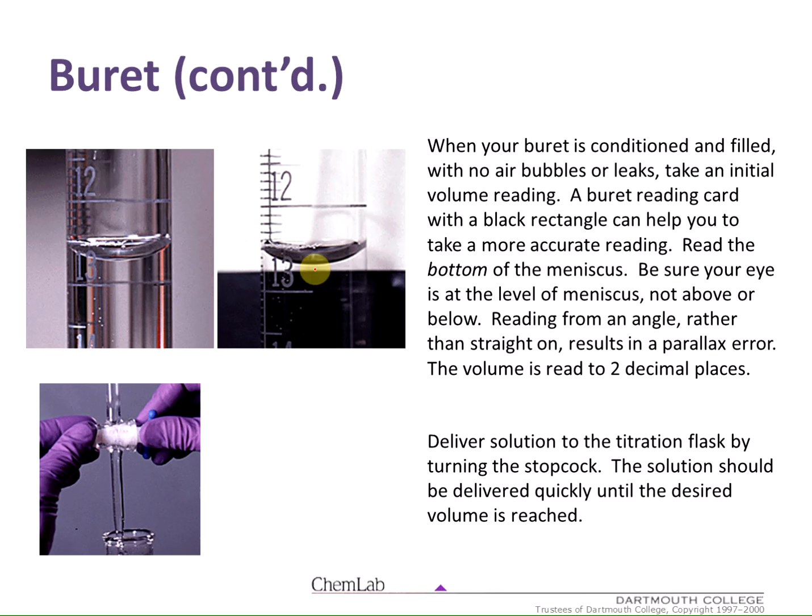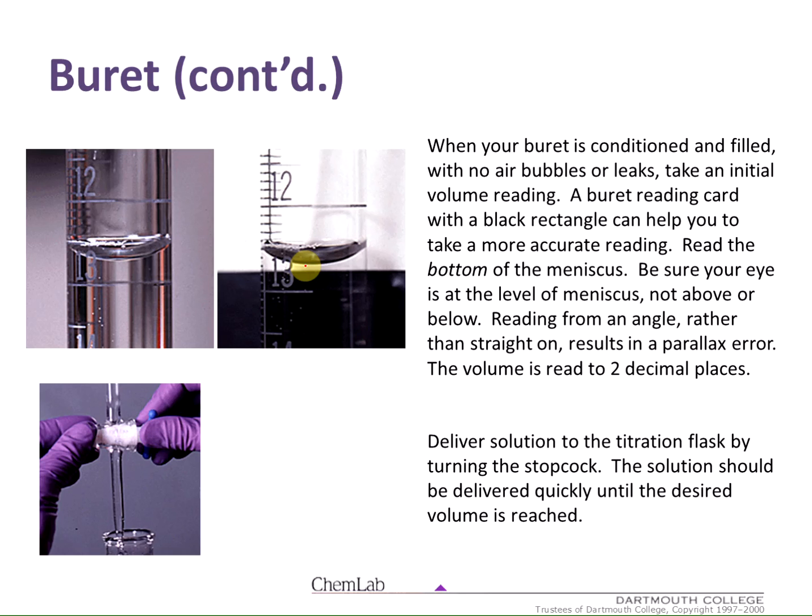You have that white background there, but also the black square reflects back up so you can see the bottom of the meniscus much easier. So make sure you read at the bottom of the meniscus and be sure your eye is at the level of the meniscus. You want to read it at eye level, not above or below, because if you read from an angle rather than straight on, this is going to result in parallax error.